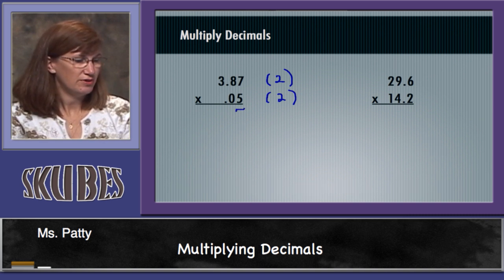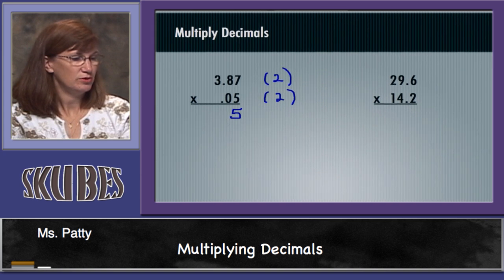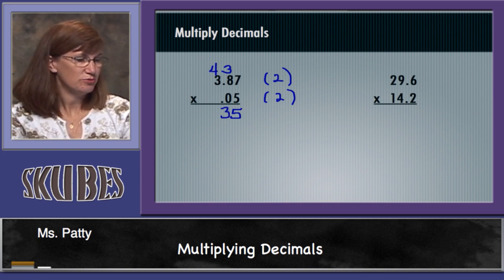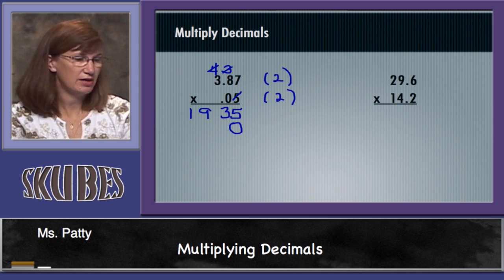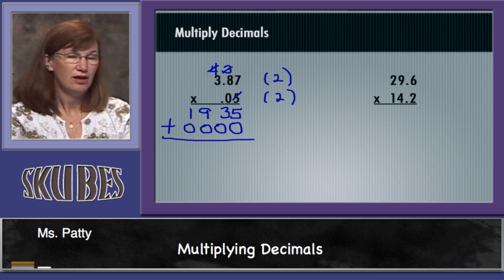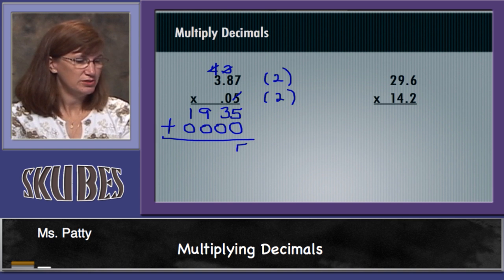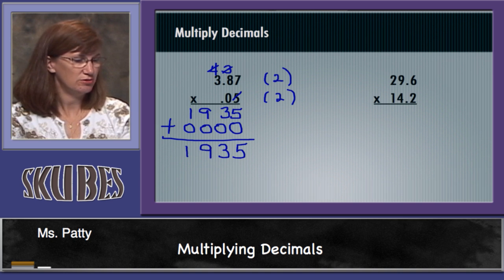5 times 7 is 35. There are 3. 5 times 8 is 40, plus 3 is 43. 5 times 3 is 15, plus 4 is 19. Done with those carry numbers. We're done with our 5. We'll put a 0 in the ones house because we're done with the ones house. Now 0 times 7 will of course be 0, 0 times 8, 0 times 3, all zeros. I'm going to add our partial products. 5 plus 0 is 5, 3 plus 0 is 3, 9 plus 0 is 9, 1 plus 0 is 1.